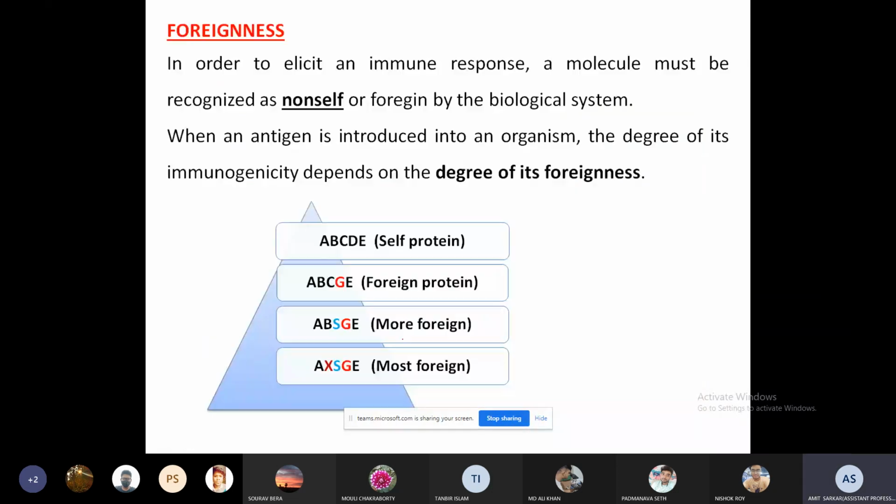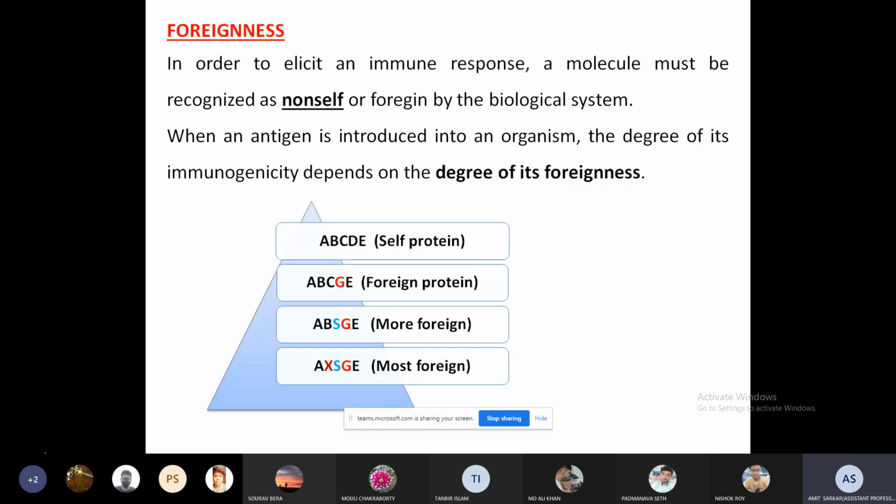Let's think about foreignness. If you can say in Bengali, you can say bideshi, how foreign you are. So in order to elicit an immune response, a molecule must be recognized as non-self. We know that; we must be talking about adaptive immunity here. We know that our immune system is very specific. They have the characteristic to recognize between self and non-self, protein mostly. So they have the property.